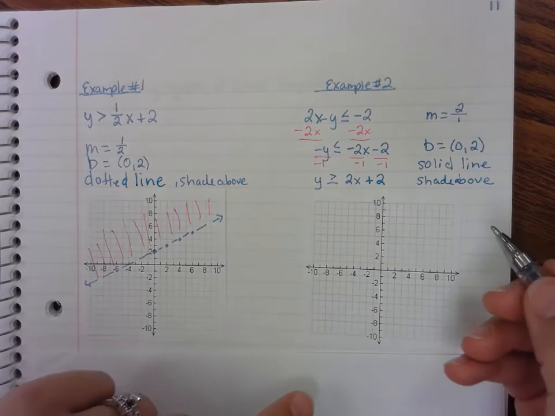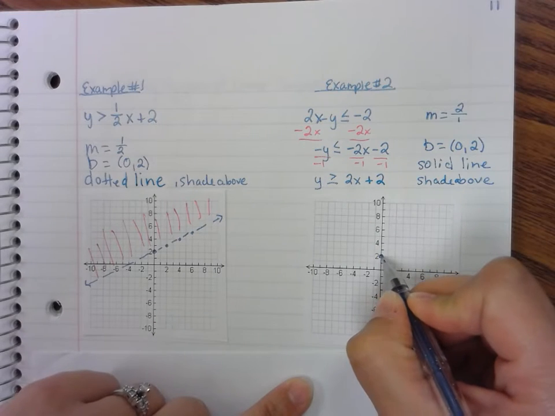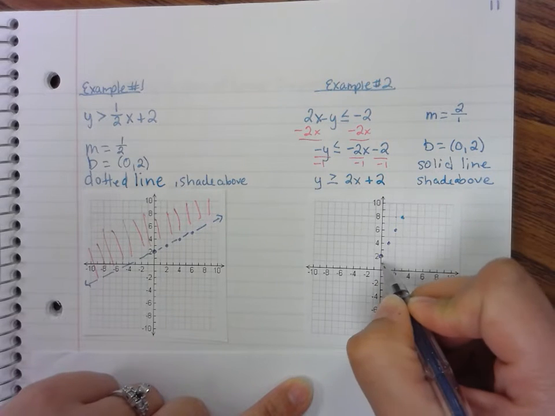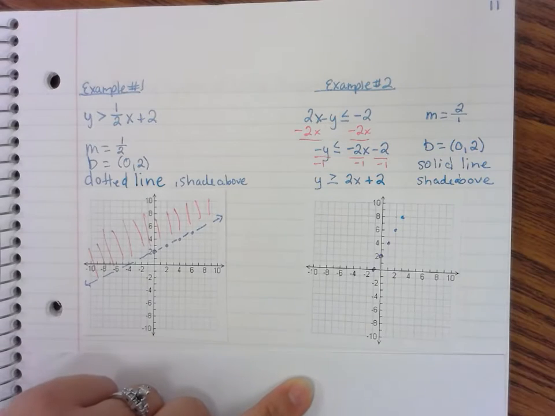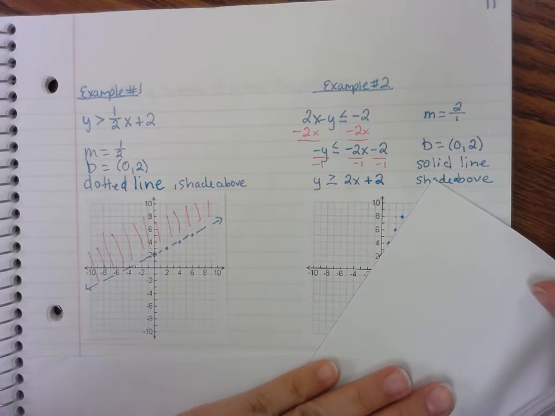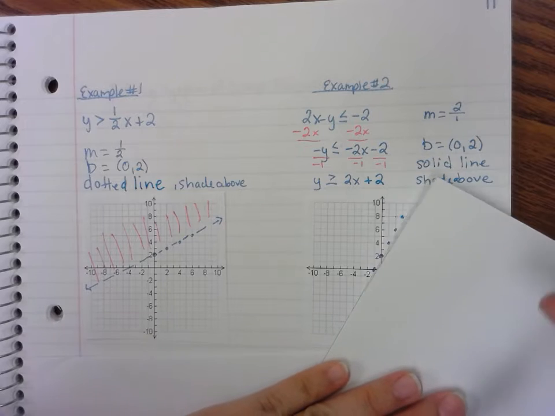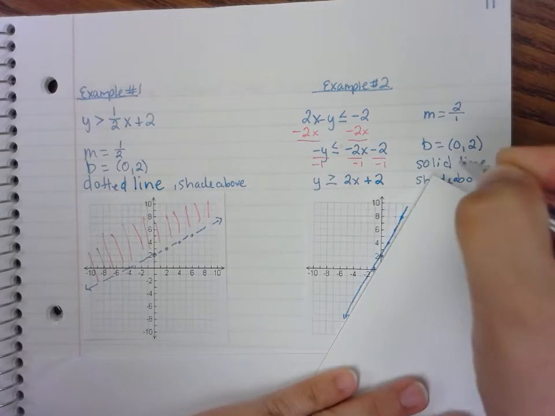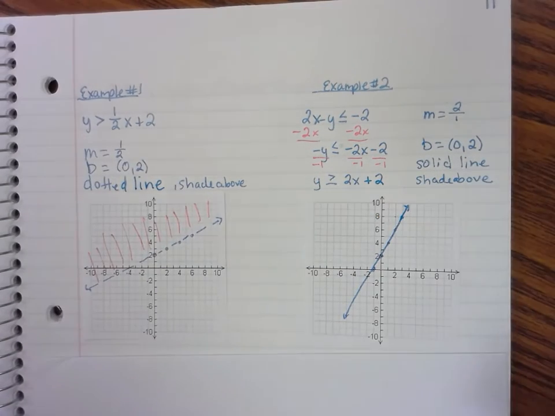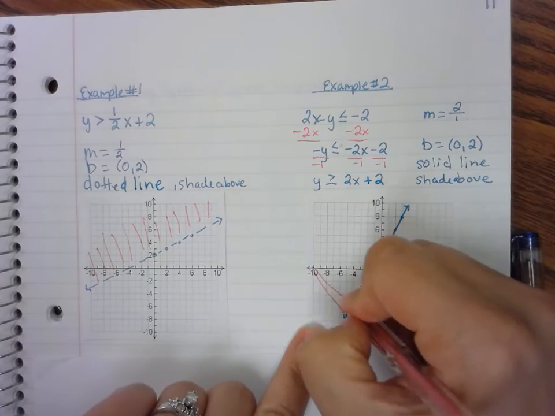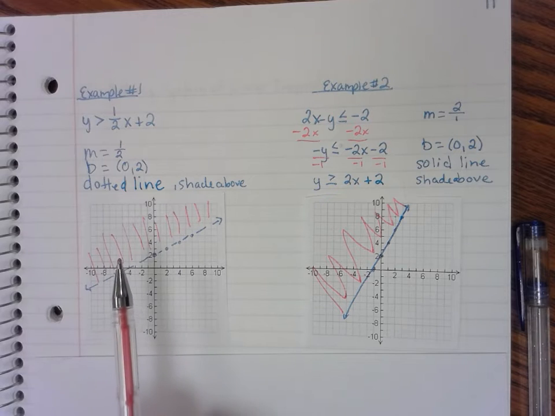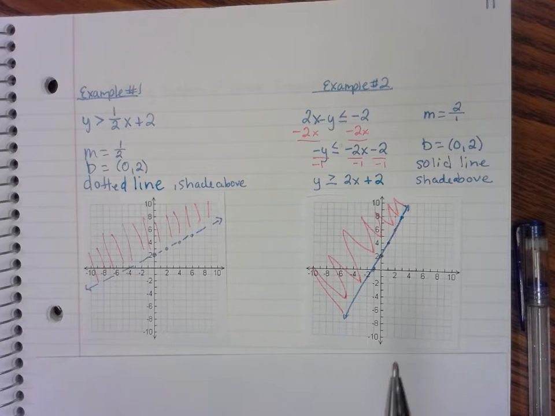So I'm going to graph (0, 2). My slope is up 2 over 1. Remember, we want a few points here, or down 2, left 1. This time around, I can actually connect all of these with a solid line. It doesn't have to be dotted. So I'm going to connect these with arrows on both sides, and I want to shade above. And so here is an example of greater than. Here is an example of greater than or equal to. The difference, dotted versus solid.